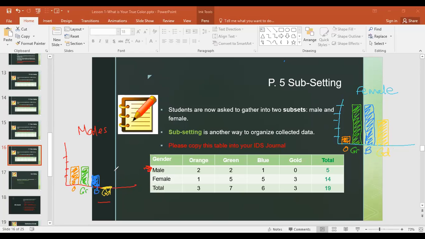All right, ladies and gentlemen. So I went ahead and made my own little female colors bar graph here. And I want you guys to take a look at the bar graph that you made for females, and tell me if it looks similar to my bar graph that I made for females. Let me know by raising your hand in the reaction section.